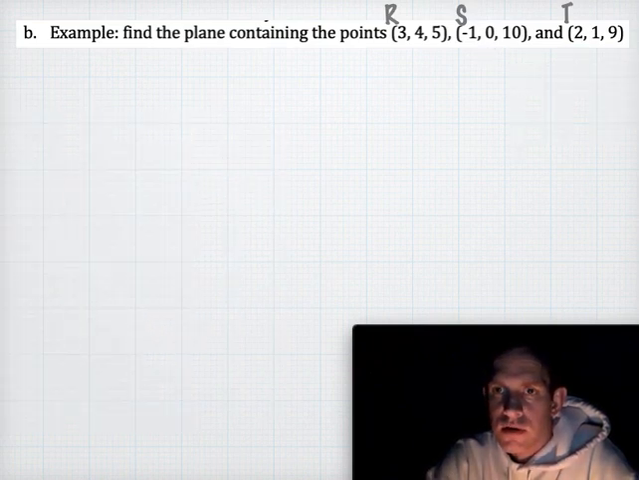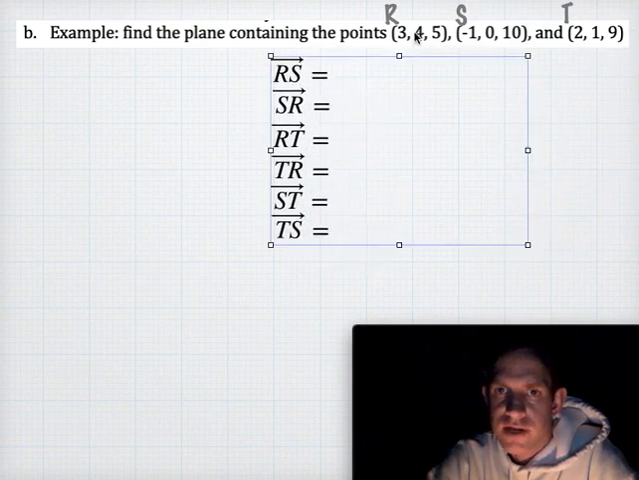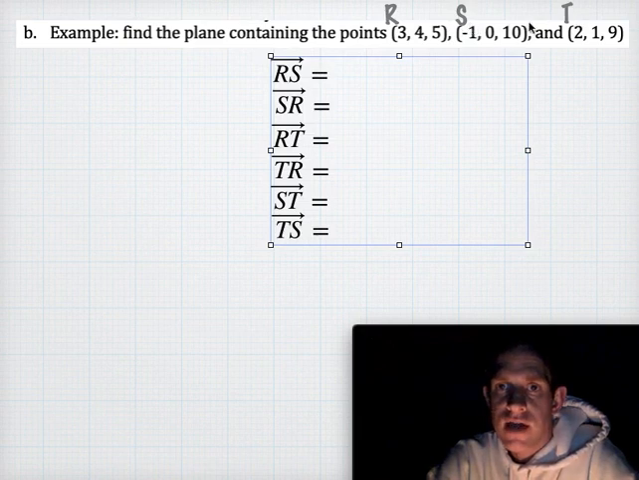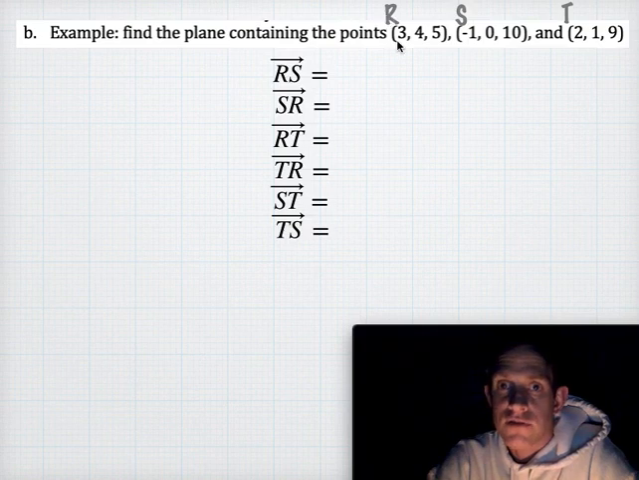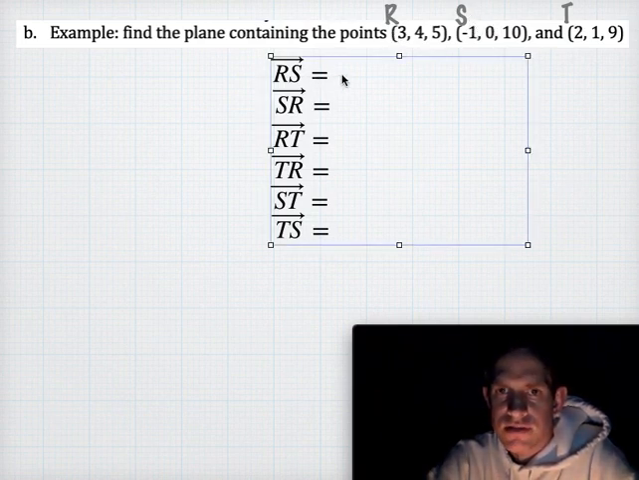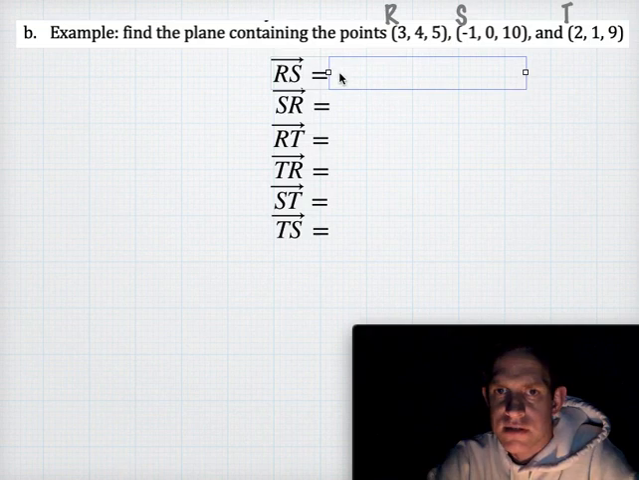So we can find a bunch of different possibilities. We could find the vector RS, or R and T, S and T, T to R. Any combination of those will work as long as we have 2 unique ones that aren't parallel to each other. So we wouldn't be able to do RS and SR, for instance. For this example, I want to choose RS and ST. And so let's look at how we find RS a moment.